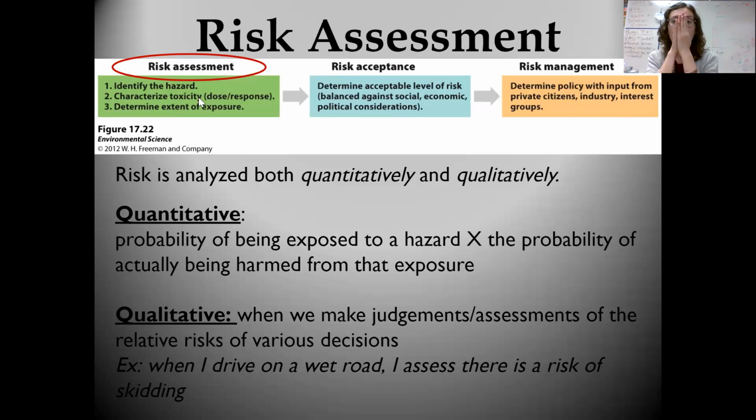So I want to figure out, what is this hazard? What is its LD? What is the extent of exposure that is necessary in order for it to be transmissible? When we're looking at this risk assessment, we're also going to be looking at it quantitatively and qualitatively. So when I'm identifying a hazard and we're trying to figure out what actual harm this could do to us, I want to look at it in terms of quantitative risk, which is the probability that I'm actually going to be exposed to this hazard, multiplied by the probability of actually being harmed.